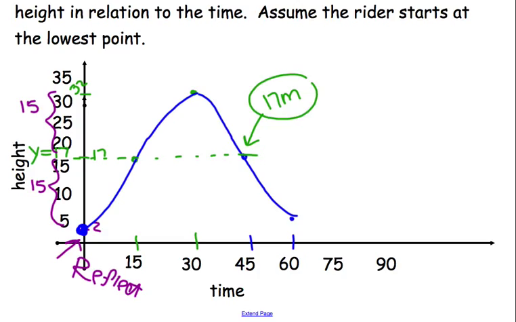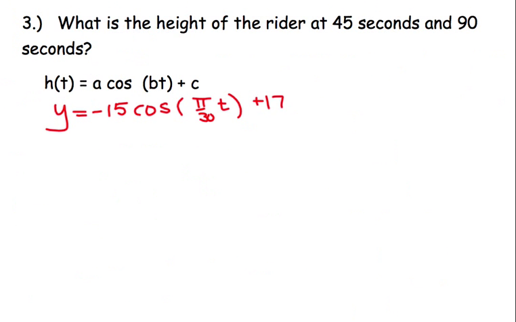Now, if we wanted to continue our pattern, at 75 seconds, we're back to 17 meters. And at 90 seconds, we're up at 32 meters. So that's how we would do it graphically. We're going to show you how to do it algebraically with the equation. So I'm going to go ahead and go to 2 slides from here.